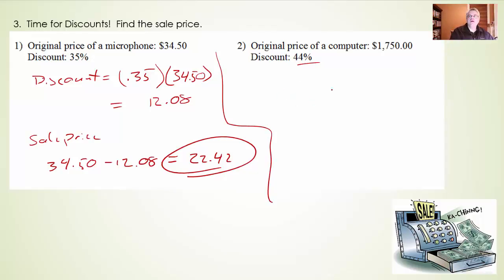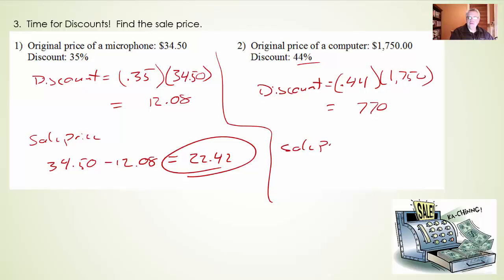That's huge. Okay, same thing. We got to figure out what the discount is first. How much money are we saving? So that's 44 out of 100, which is 0.44, times 1,750. And if you do that, you get $770. And so the sale price is going to be the original 1,750 minus 770, and you'll pay $980 for that computer. Put a dollar sign there.